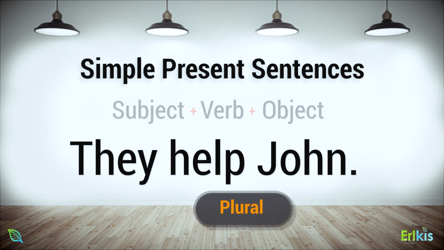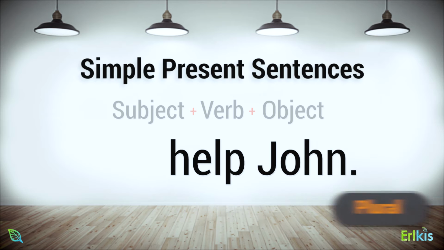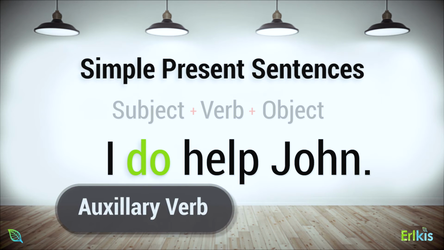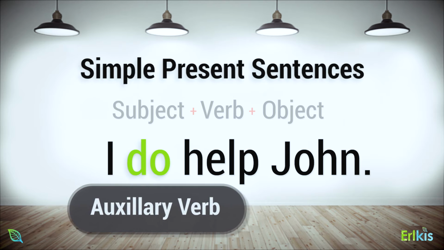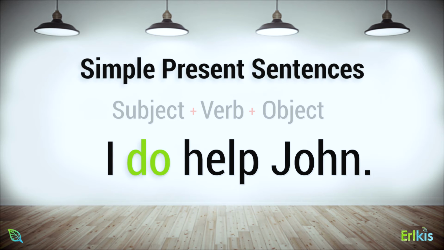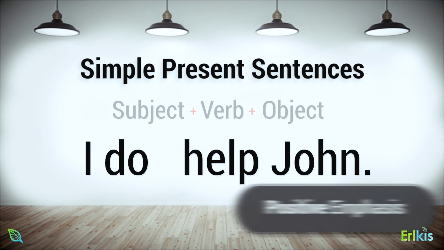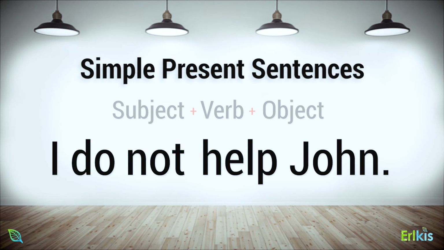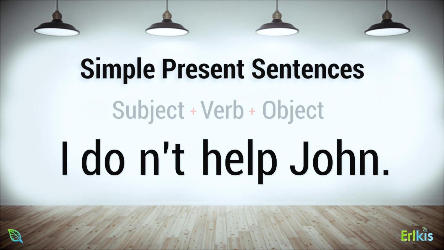If we want to emphasize help, we say, I do help John. The base verb here is help, and do is what we call an auxiliary verb because it is assisting the base verb help. Do is positive, do not is negative. We also contract do not to don't.